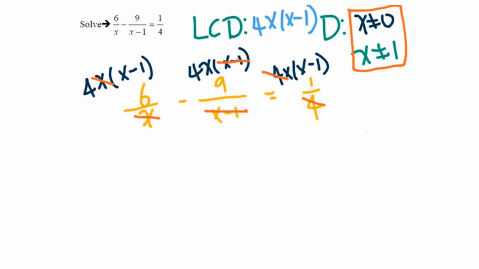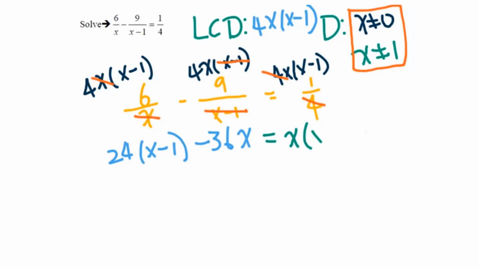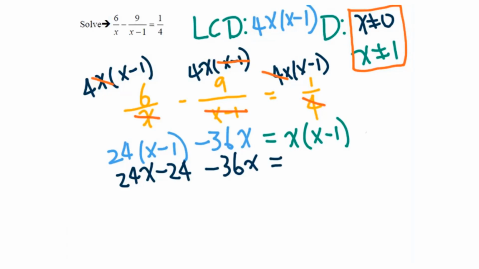So what's left to the top? 4 times 6 is 24 times x minus 1. For second one, you have 4 times 9. That means minus 36x. Then equals, what's left is x times x minus 1. Then we do distributive property now. 24x minus 24 minus 36x equals x squared minus x.